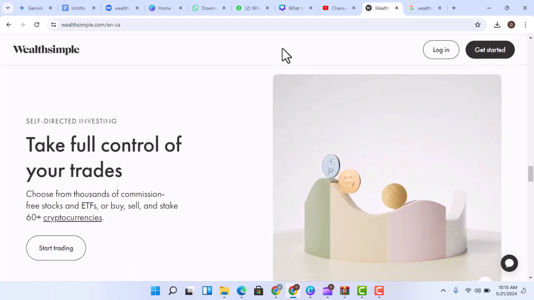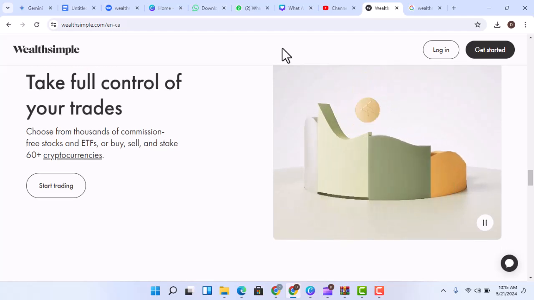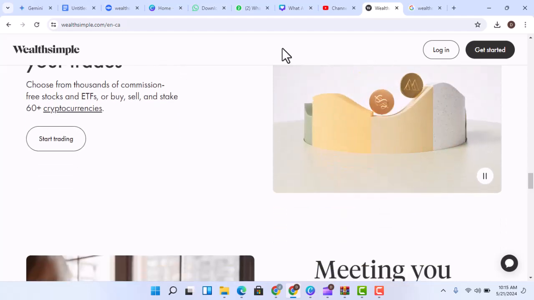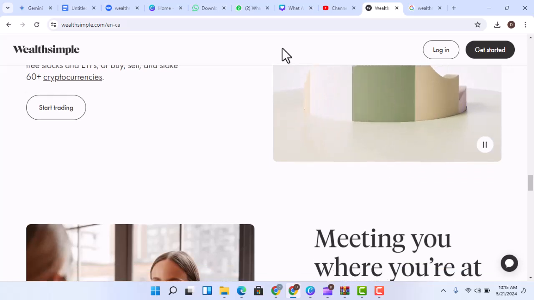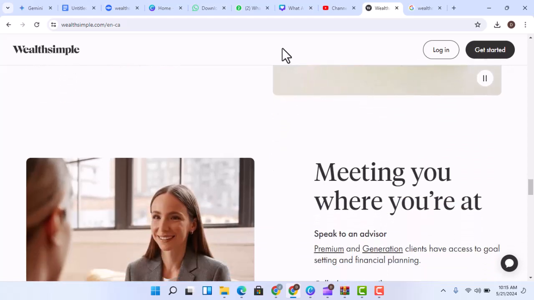Selling your stocks. Timing your sale. Deciding when to sell your stocks can be a challenge. Some investors choose to hold onto their stocks for the long term, while others may sell them when they reach a certain price target.